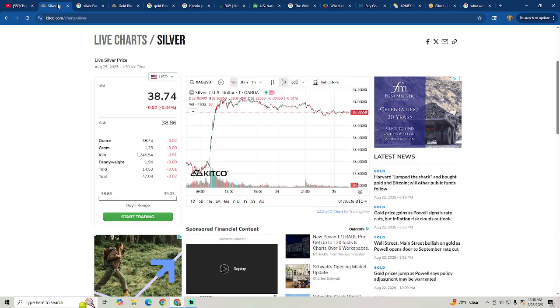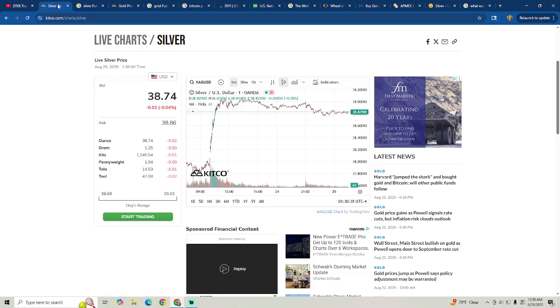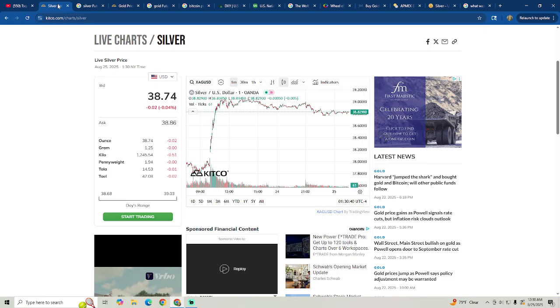I actually know a couple people that sold their stacks at 30, thinking they were going to buy it back at sub 20. They said, even if I buy my stack back at 25, I still got more ounces than I did before. However, we're not far from an all-time high on silver.